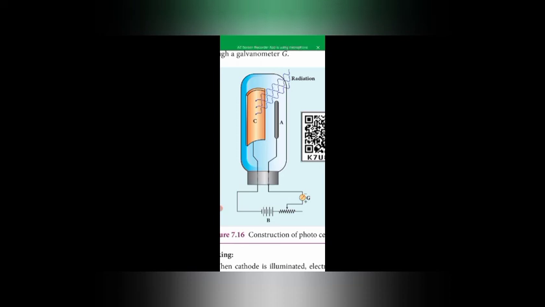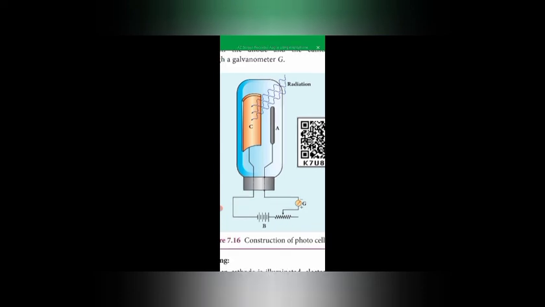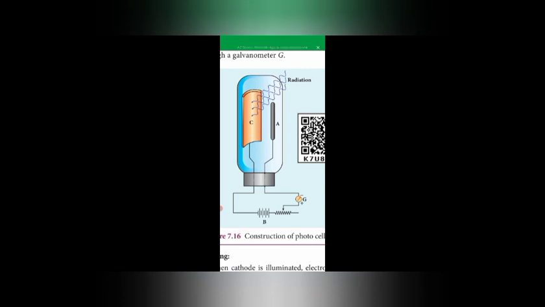Working: when the cathode is irradiated with suitable radiation, that is, ultraviolet radiation, electrons are ejected and emitted. These electrons are attracted by the anode, and hence a current is produced, which is shown by the galvanometer. For a given cathode, the magnitude of the current depends upon the intensity of the incident radiation and also the potential difference between the anode and the cathode.